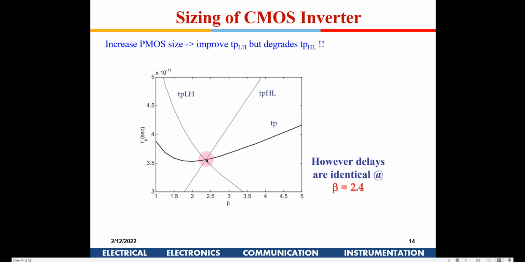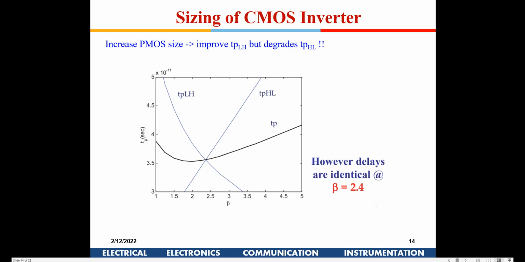So the optimum value somewhere here is around 2.5, right? For the VTC we saw it is 2.5, and even for speed, for long channel devices, it is around 2.5. We said we are going to use 2. Between 2 and 2.4 it will make only a small difference, so that is okay.